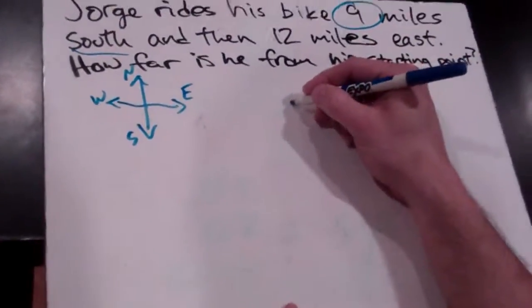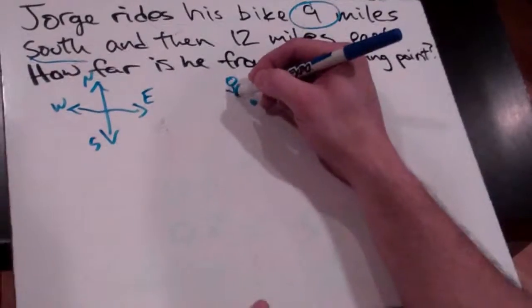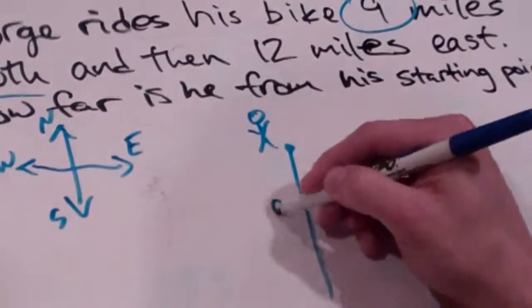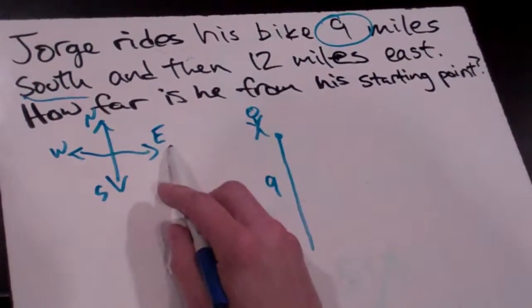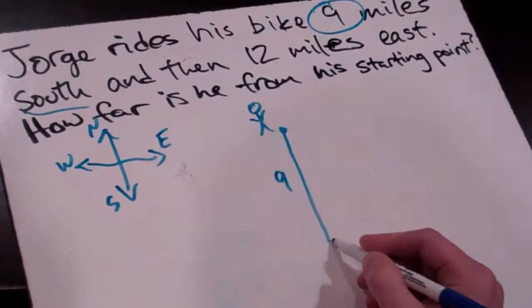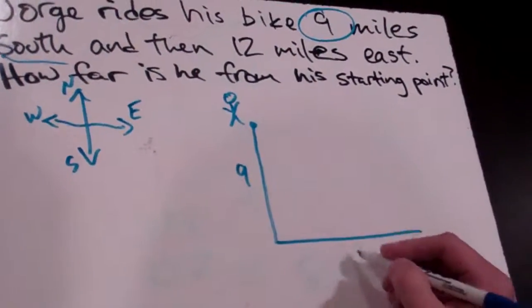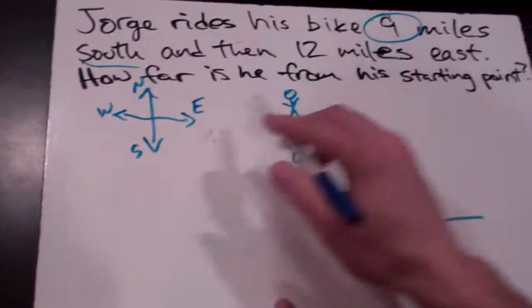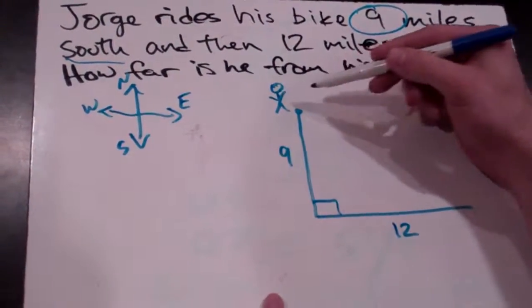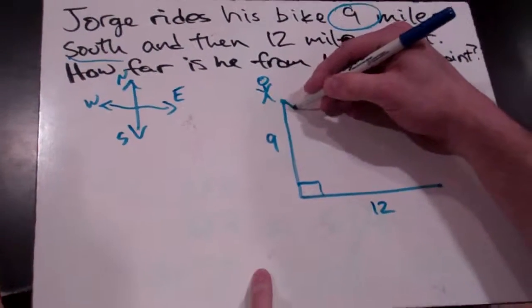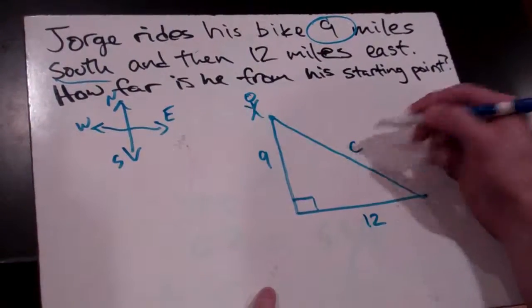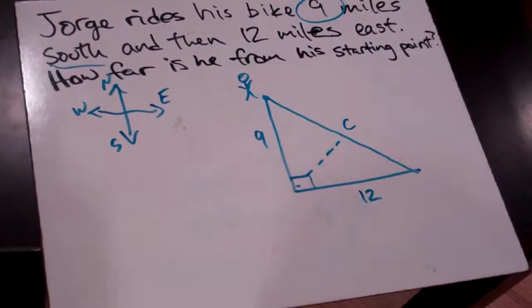If he rides about 9 miles south, let's say Jorge is starting here. Hey Jorge, right here. I can't draw a bike, so let's pretend he walks. So he goes 9 miles south, and then he goes 12 miles east. If he goes south and east, this must be a right angle here. And we want to know how far is he from his starting point. Well, if he started here and he ends here, we are going to create a triangle from this word problem. And this is our distance that we want to solve. And you got it. It's our hypotenuse.